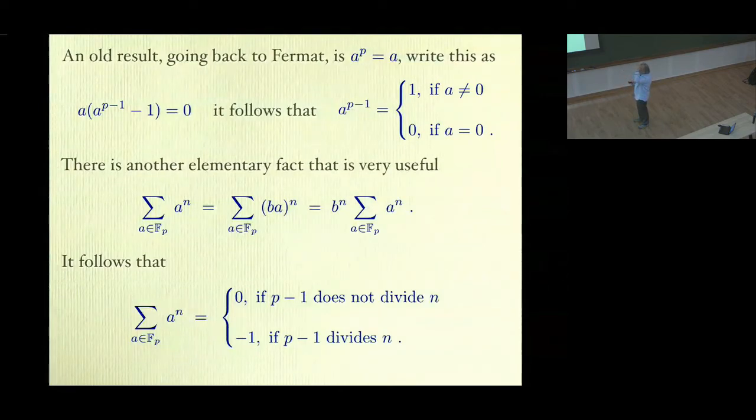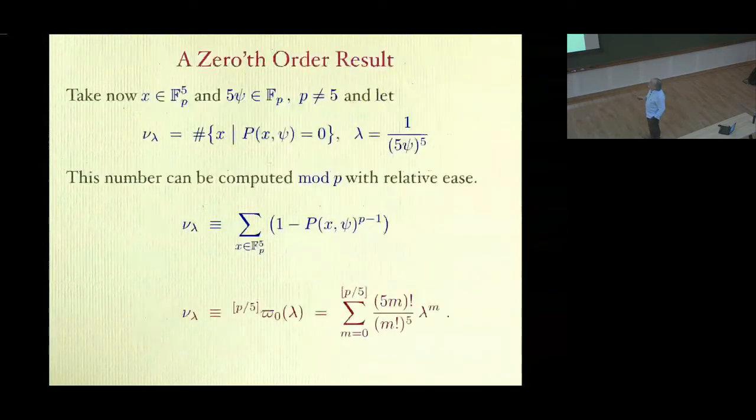If P minus 1 does divide n, then you have 0, which gives you 0, and every other element will give you 1, and there are P minus 1 of those, so that's minus 1. So you get a simple rule for adding up sigma A to the n. Okay, so now we have to do this, and Xenia taught me this the first time.